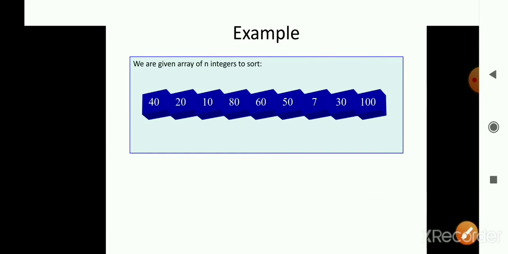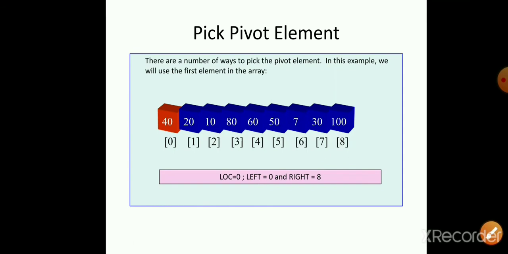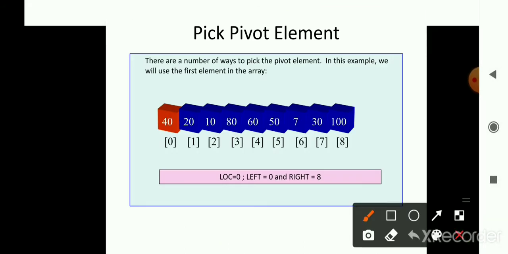The very first step is to choose the pivot element, and we are choosing the leftmost element as the pivot. In that array, of course, we start with index 0 and end with index 8. As we have 9 elements, it starts from 0 and ends at 8 here. Now in this algorithm the pivot we choose is 40.